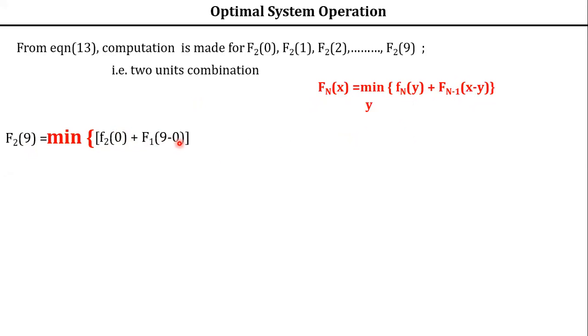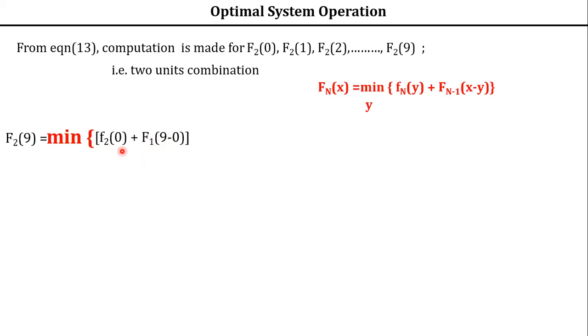That means what? What is the resultant? So F2 of 0 means 0 megawatt is assigned to the second unit. That means the second unit is not operating. It is not producing anything. And what about the first unit? The total 9 megawatts will be met by your unit 1. Understood? So this is how we have to read it.